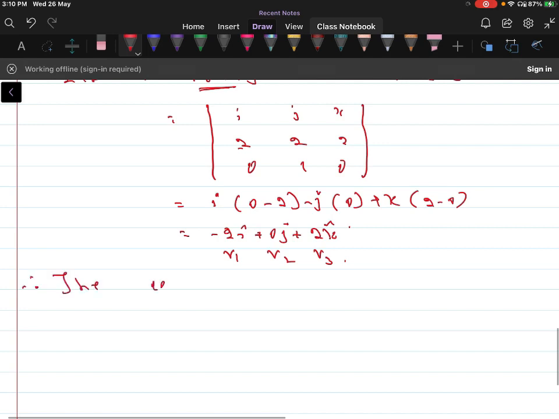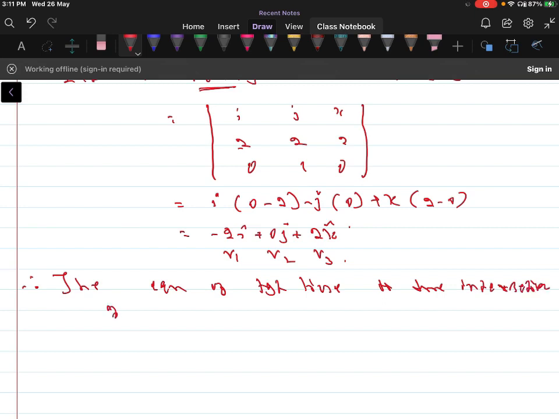the equation of the tangent line to the intersection of two surfaces is given by x equal to x naught plus v1 into t, y is equal to y naught plus v2 into t, z is equal to z naught plus v3 into t.